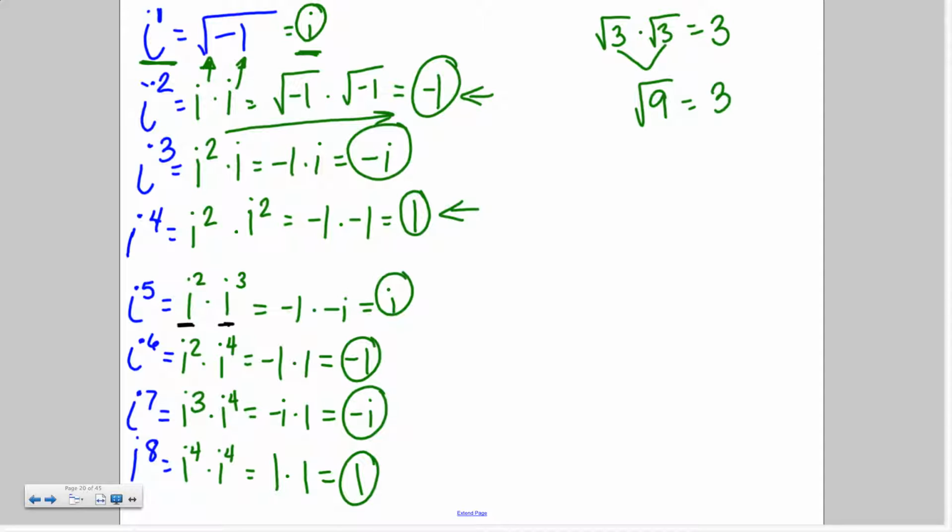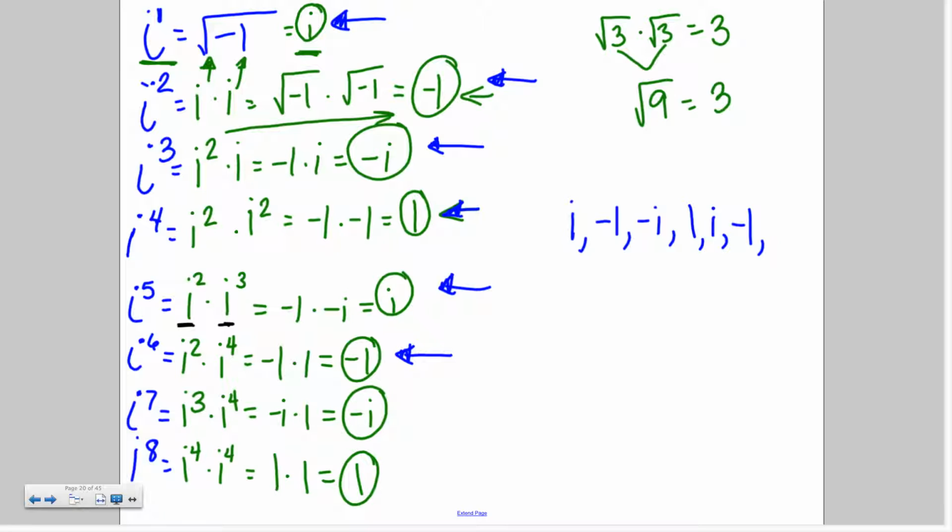Now, I want you to look at this. I have I, -1, -I, 1, I, -1, -I, 1. Sorry, it should be -I, not -1. So -I. And then we have a 1.